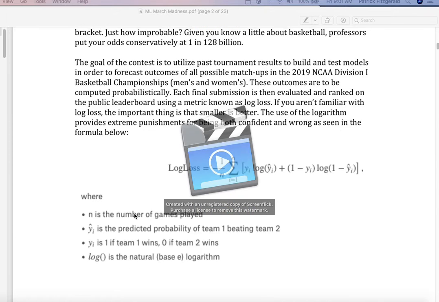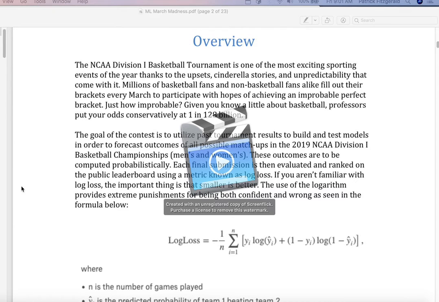Just to start with an overview, the NCAA Division I basketball tournament is one of the most exciting sporting events of the year, thanks to upsets, Cinderella stories, and unpredictability that comes with it. Millions of fans, basketball and non-basketball fans, fill out their brackets every March with hopes of achieving an improbable perfect bracket. Just how improbable? Given you know a little about basketball, your odds are conservatively at 1 in 128 billion.